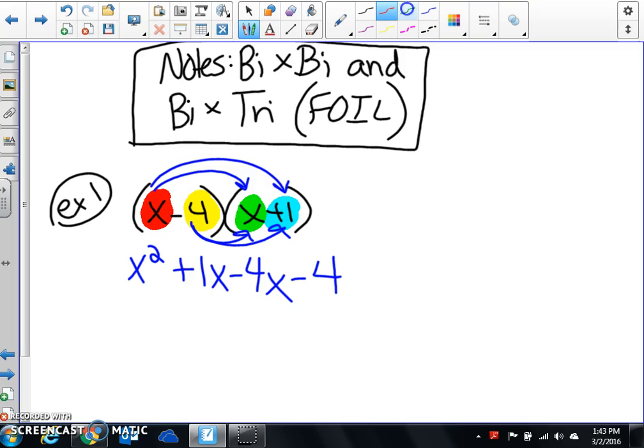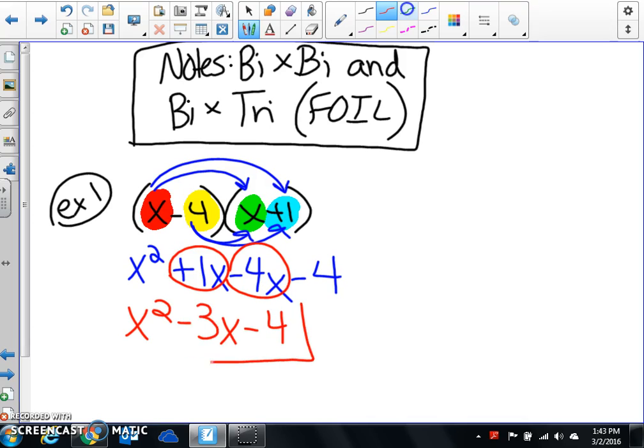Now I need to combine like terms. So I've got my x squared. I've got 1x minus 4x is a negative 3x, and then minus 4. That's my final answer. Once again, it needs to be in descending order.